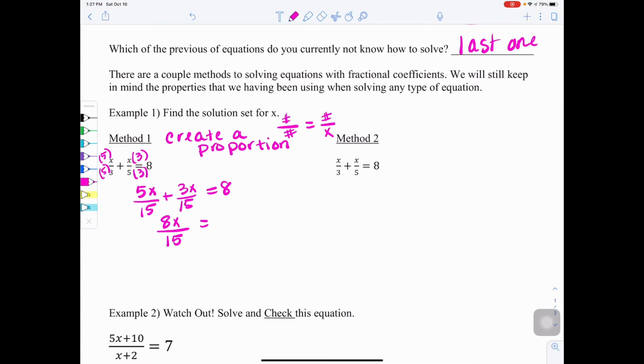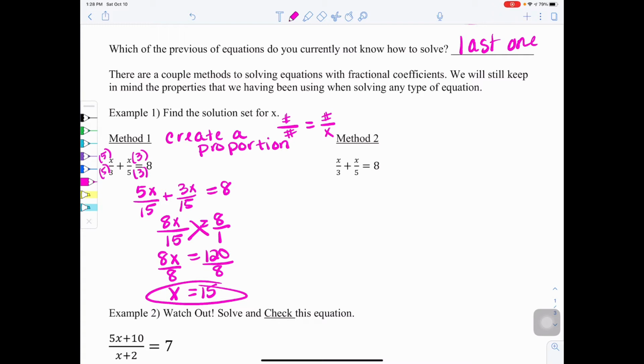Now create a proportion. The 8 also has to be written as a fraction by putting it over 1, and now we can cross multiply. So 8x times 1 is 8x, and then if you take 15 and multiply it by 8, you are going to get 120. So now we can get x alone by dividing by 8. Whatever I do to one side, I must do to the other side. And 120 divided by 8, which we already know because that's how we ended up cross multiplying a second ago, is 15. So my answer is 15.